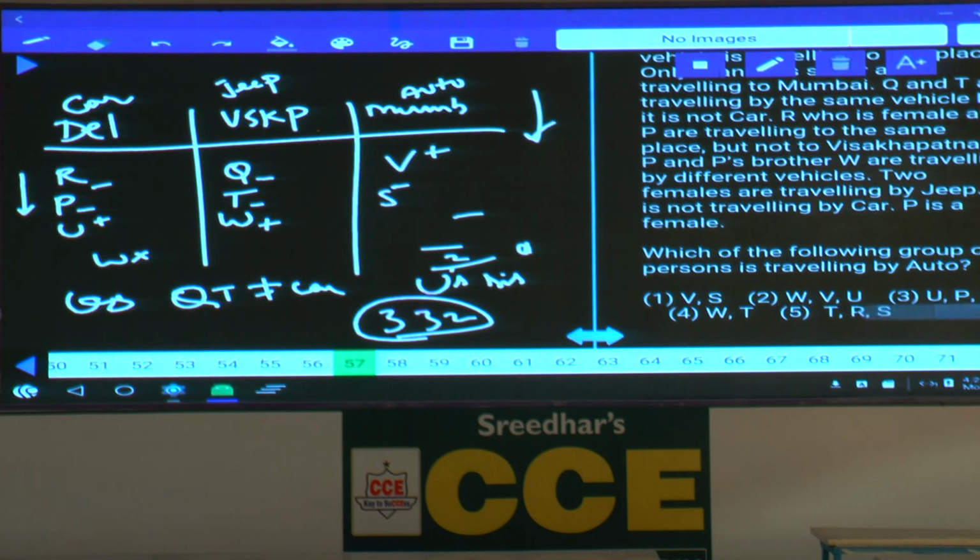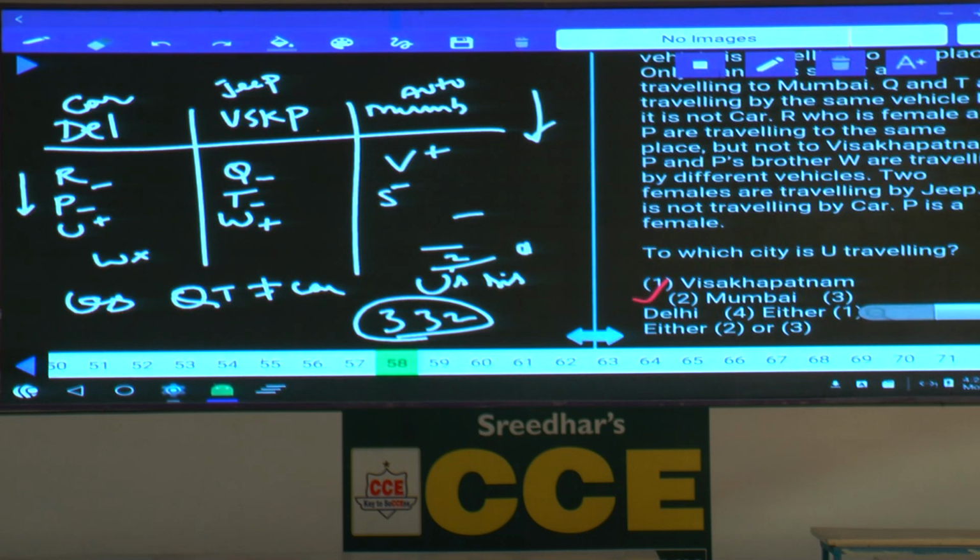Then 57. Which of the following group of persons is travelling by auto? Auto, who are those two persons? V and S, choice 1, 57. Then 58. To which city is U travelling? Yes, U is travelling to which city? U is travelling to Delhi. Delhi, choice 3.